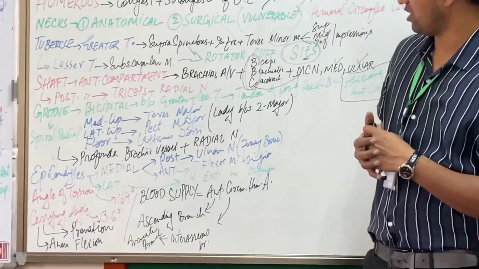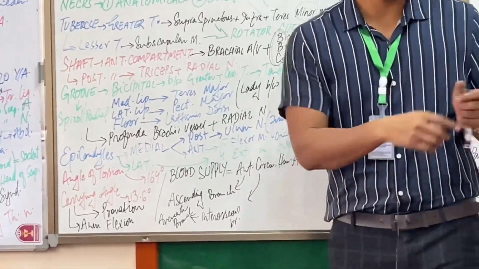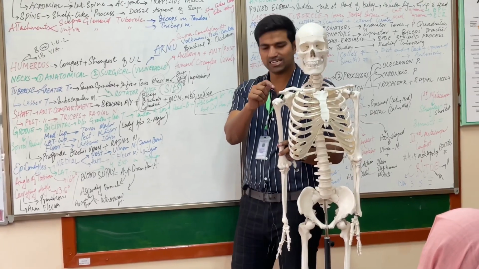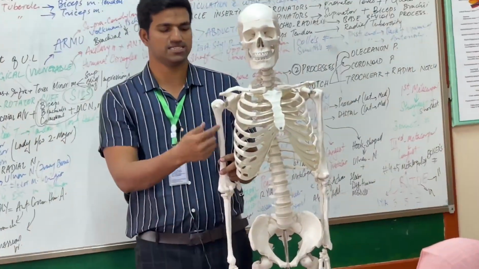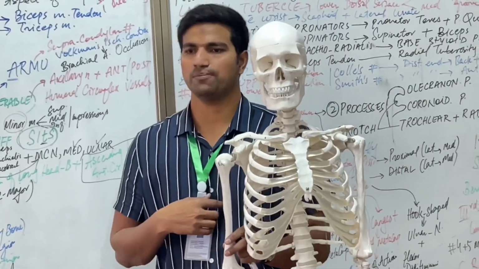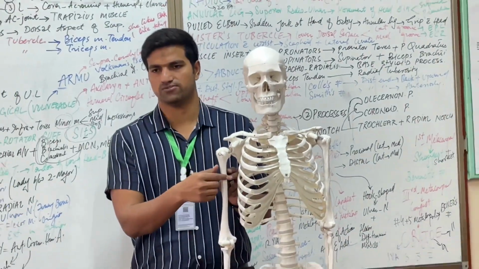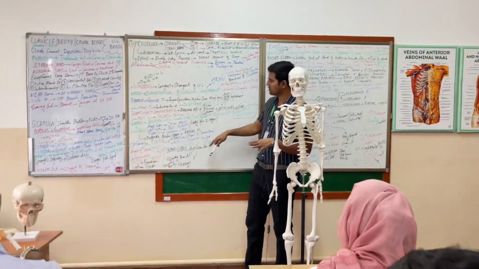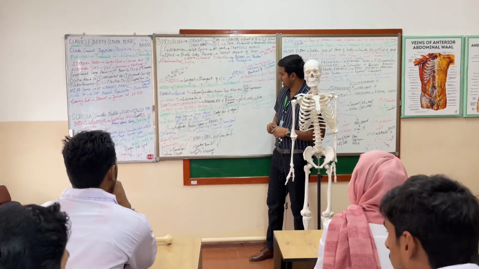Then at the end we have talked about the blood supply of the head of the humerus. Basically that is the anterior circumflex humeral artery. The anterior circumflex humeral artery gives an ascending branch, and it also gives an intraosseous branch called the arcuate artery. It supplies the head of the humerus. So that was about the blood supply to the head of the humerus.